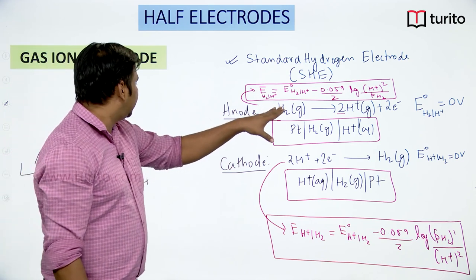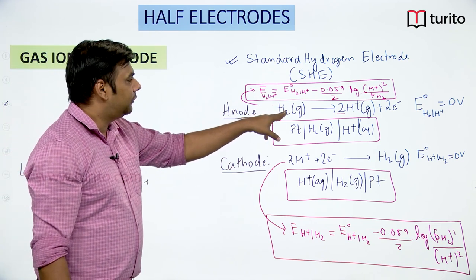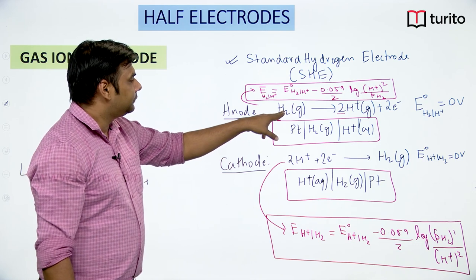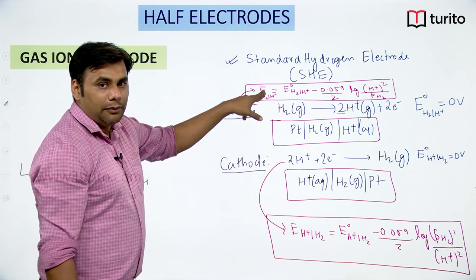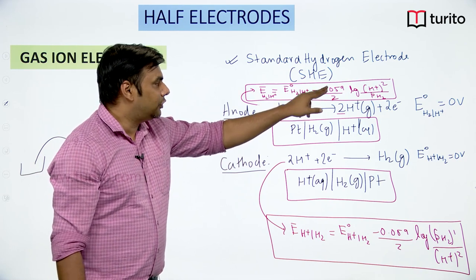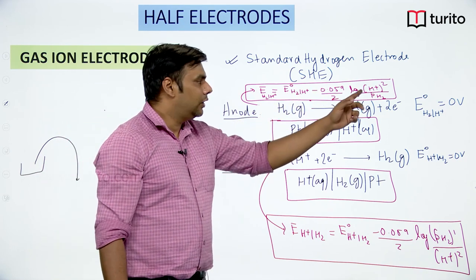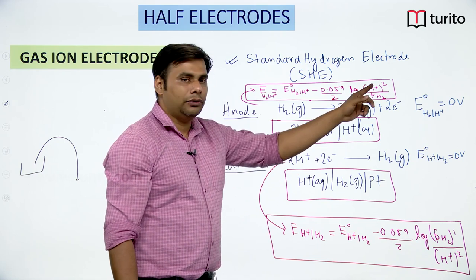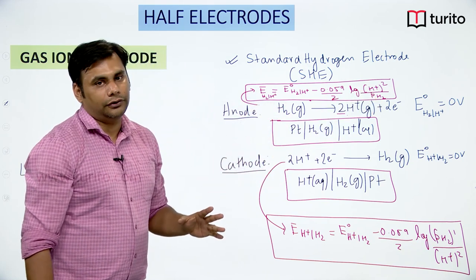So EMF of this half cell would be EMF equals E naught of this half cell minus 0.059 upon n, that is 2, into log of H plus raised to power 2 divided by partial pressure of hydrogen.